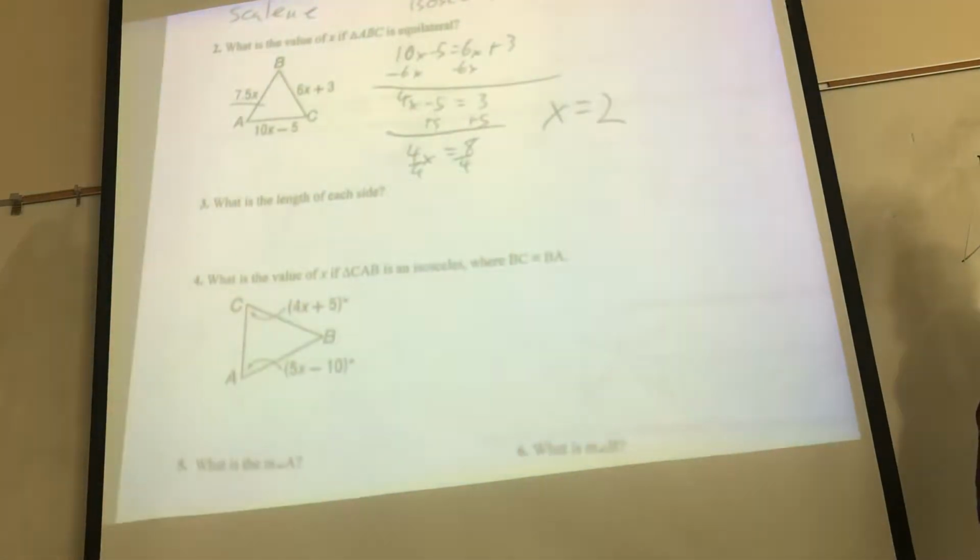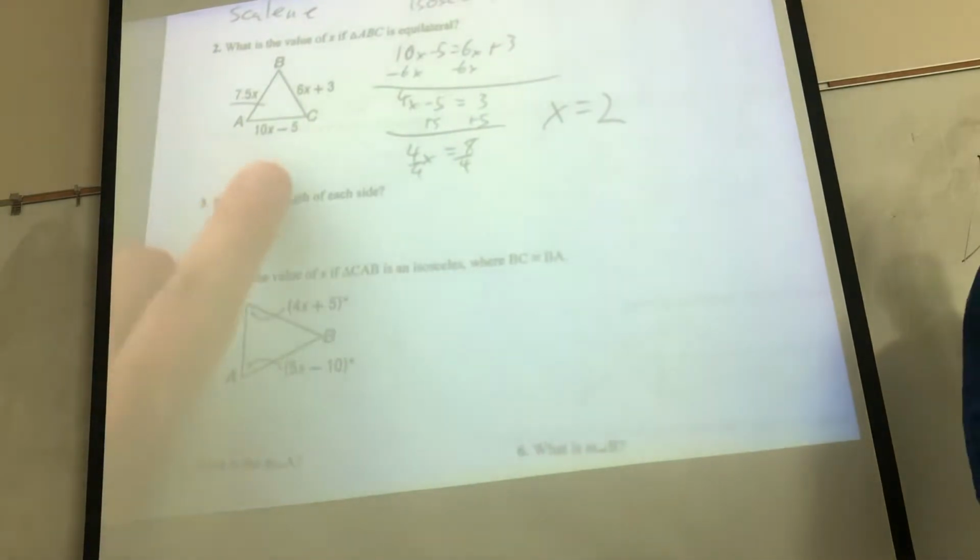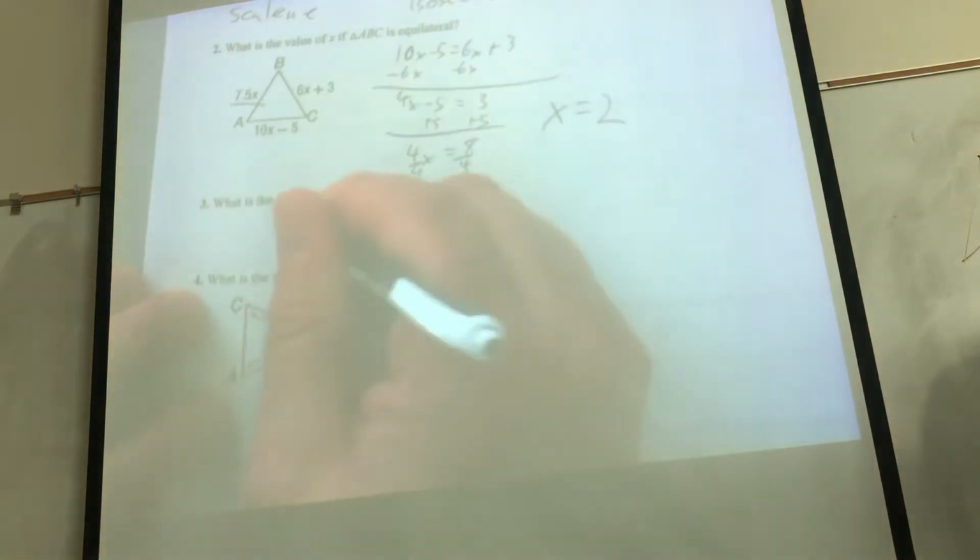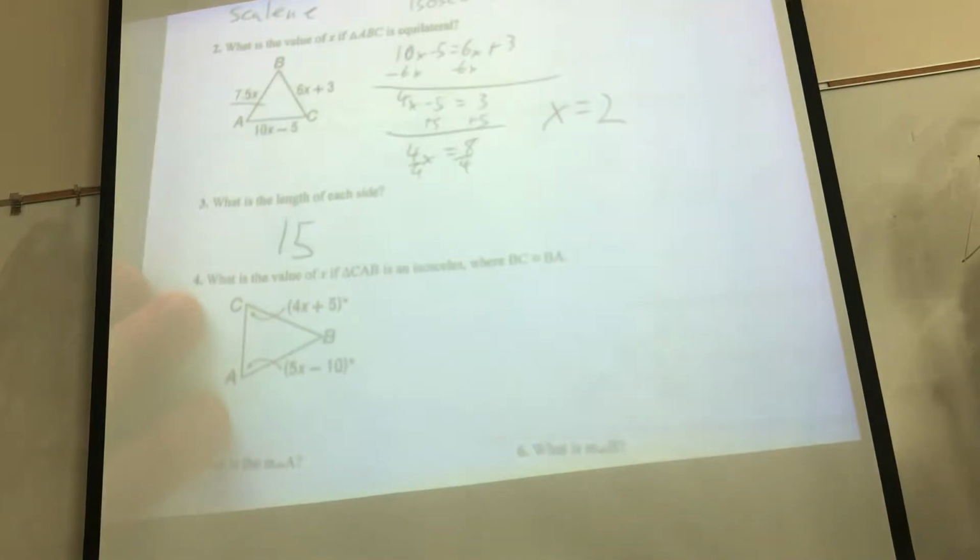Now the next question ties back to the exact same thing. It's what is the length of each side. On this one I can use the 7.5. 7.5 times 2 is 15. 6 times 2 is 12 plus 3 is 15. 10 times 2 is 20 minus 5 is 15. So each side should be 15.